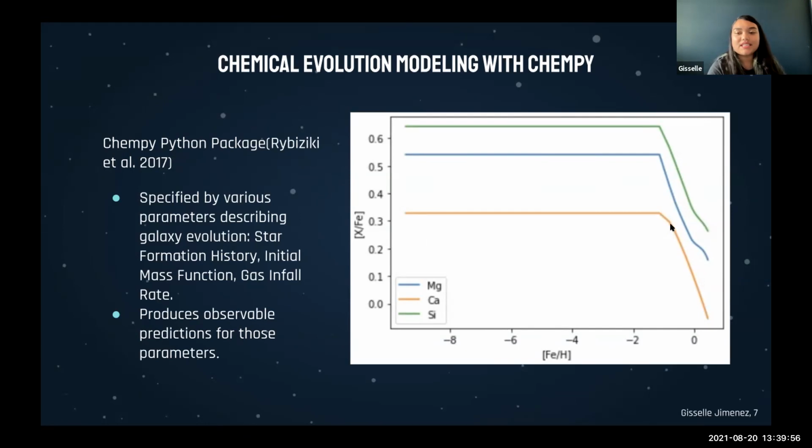And towards the end, we see a decline in these alpha abundance ratios, which can tell us that the type 1a supernovae started dominating over the core collapse. So what this shows us is the timescale between the core collapse and the type 1a supernovae throughout the evolution of the galaxy.